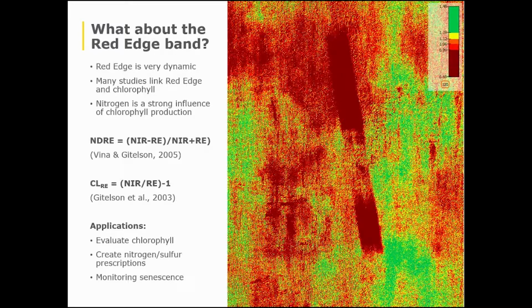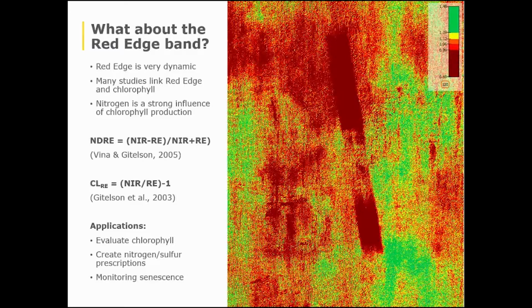But in the application world, if you had this issue, or if you have areas of really low production or low values in this index, you would be able to use that to create maybe a nitrogen application or prescription. And you could evaluate the chlorophyll and maybe take some tissue samples to confirm those issues. So there are a lot of applications around that, mostly around fertilizer, but the red edge band is very, very important for that reason.